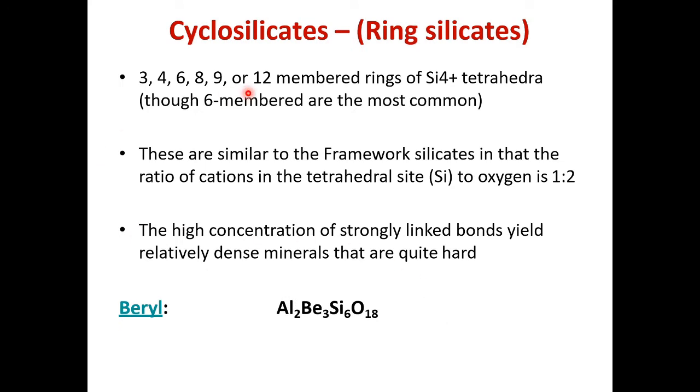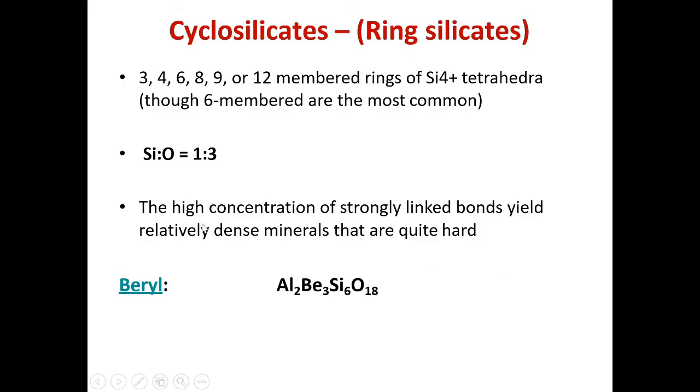Okay, so the next structure is cyclosilicates, which is also known as ring silicates. They can be rings of 3, 4, 6, 8, 9, or 12 members of Si4+ tetrahedra. So 6-membered rings are the most common silicate structures. Okay. So the silicon to oxygen ratio is 1 to 3. The high concentration of strongly linked bonds yields relatively dense minerals that are quite hard. Example is beryl.